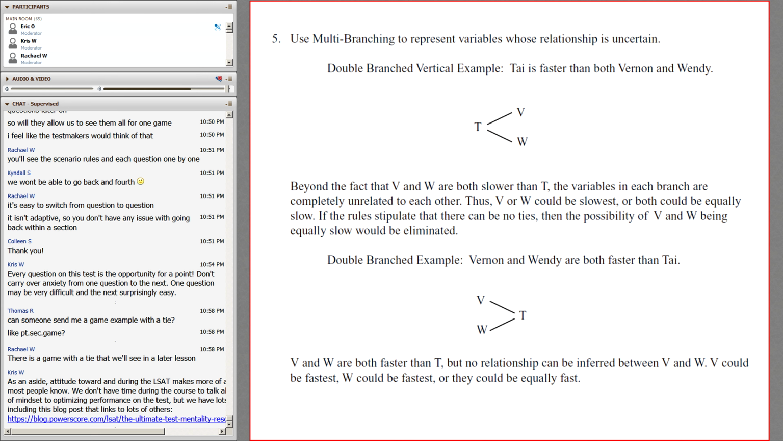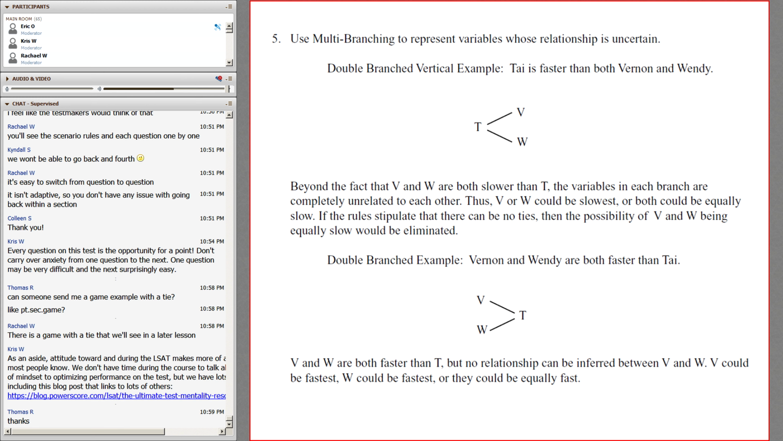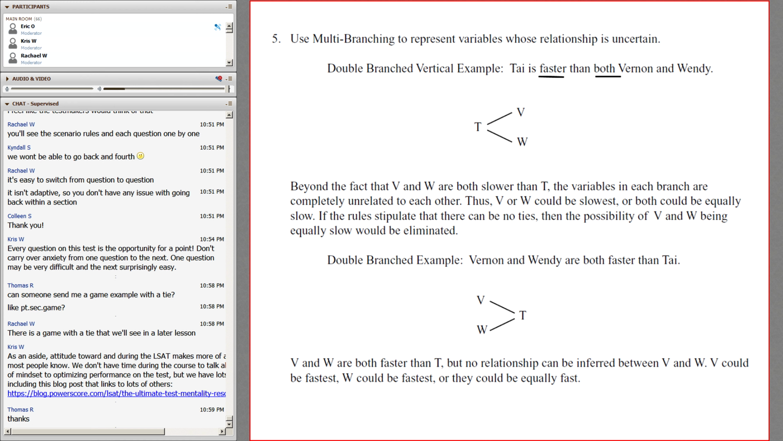Now, as we get into number 5, 6, and 7, guys, this starts to slow down a little bit because these are a bit trickier patterns that can come up within sequencing games. So number 5, be careful with rules such as this: Ty is faster than both Vernon and Wendy. Okay. It's very easy, because of the order in which those terms are presented in that wording, to draw this rule something like so.